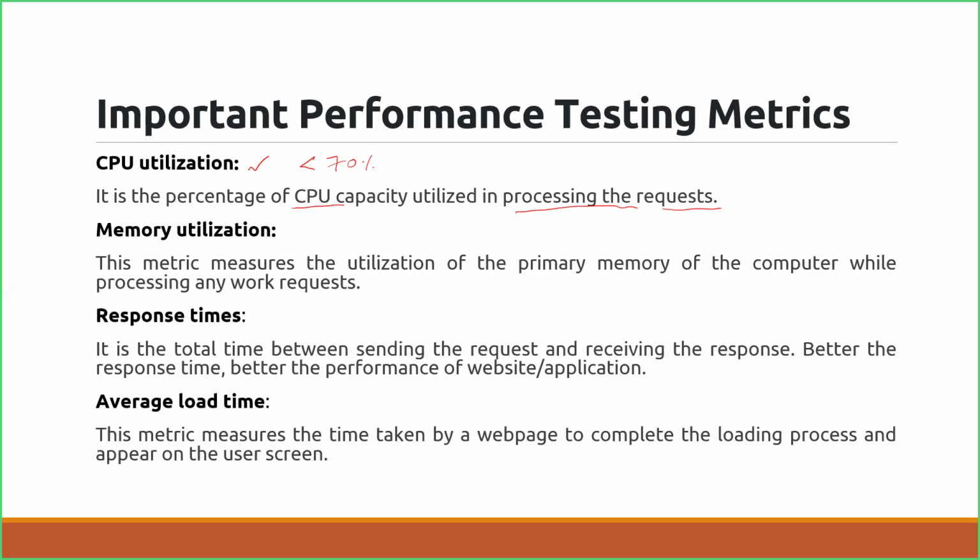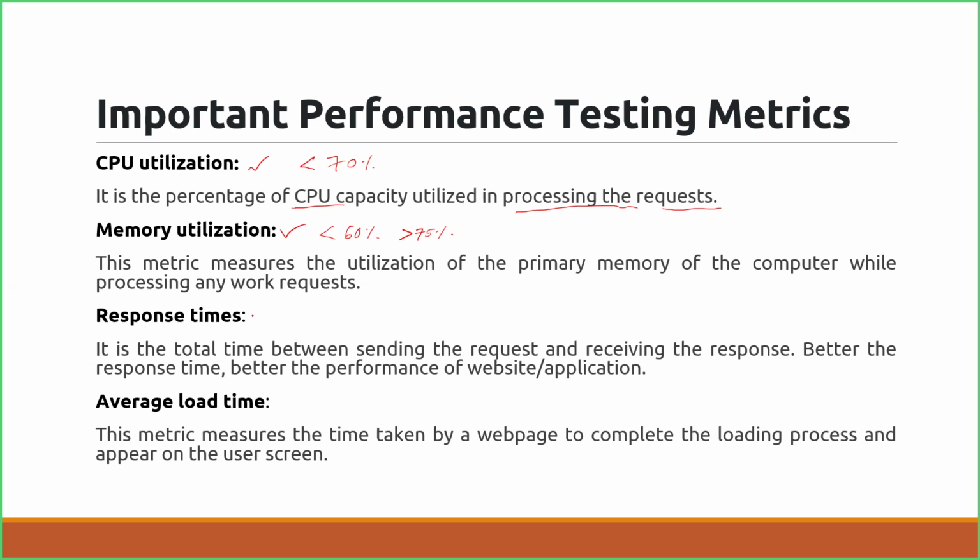How much CPU capacity is being utilized in processing the request? And coming to the memory utilization, the same thing, especially the utilization of primary memory while processing the request. Generally, this should also be less than 60% or 70%. It's always better to maintain less than 60%. If it is more than 60%, that is also fine, but not more than something like 75% or 80%. If it goes beyond that, then obviously your server may not work properly.